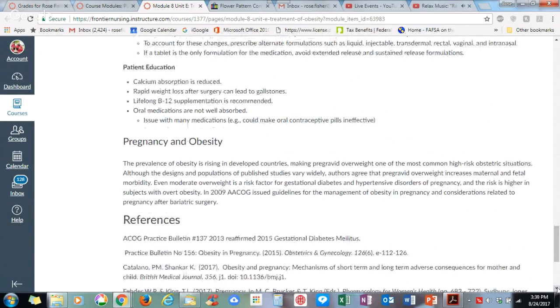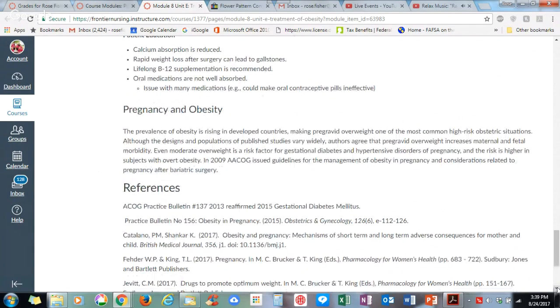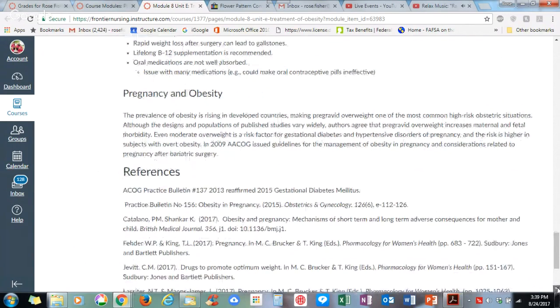Patient education: calcium absorption is reduced. Rapid weight loss after surgery can lead to gallstones. Lifelong B12 supplementation is recommended. Oral medications are not well absorbed. There's an issue with many meds. It could make oral contraceptive pills ineffective.